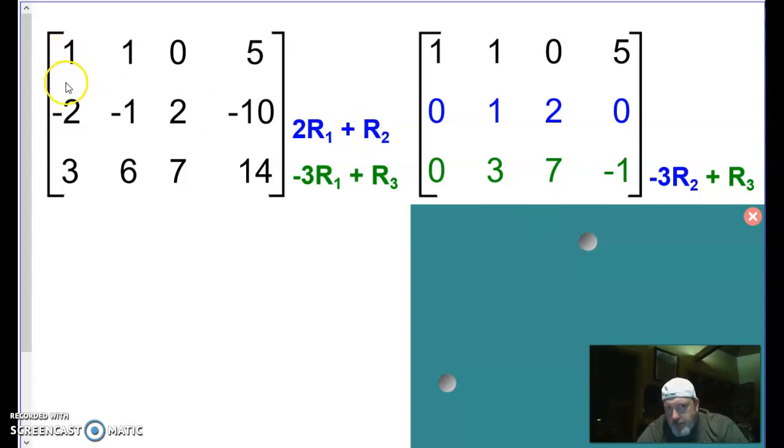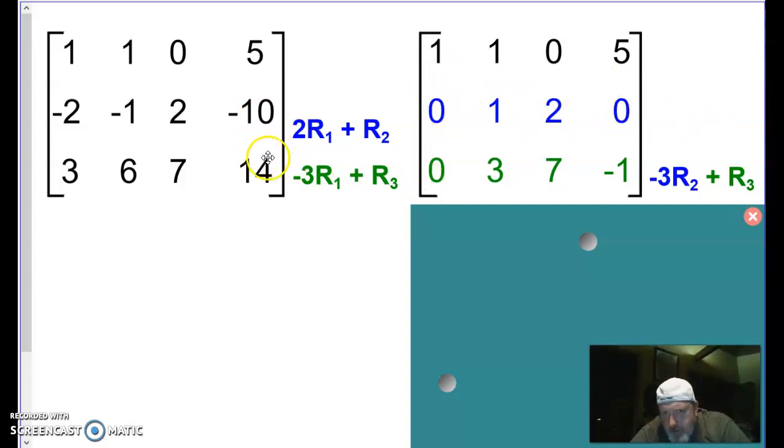So 2 times 1 minus 2 is 0. 2 times 1 minus 1 is 1. 2 times 0 plus 2 is 4. That one is a mistake there. Or no, excuse me. 2 times 0 plus 2 is 2. Sorry. And then 2 times 5 minus 10 is 0. So there is our middle row.